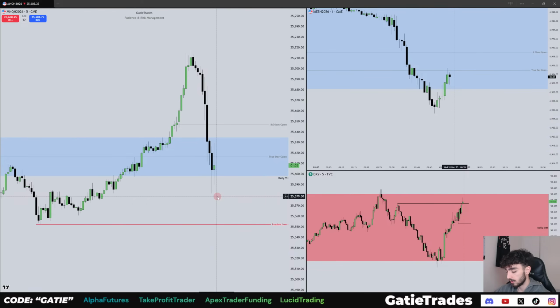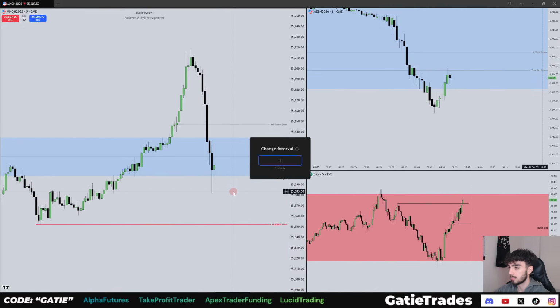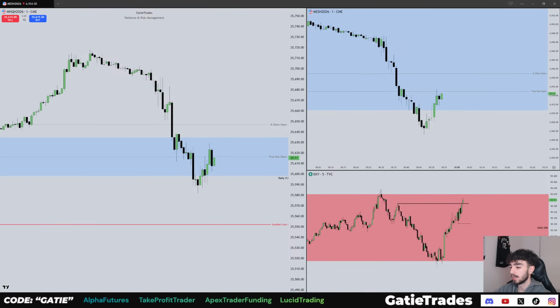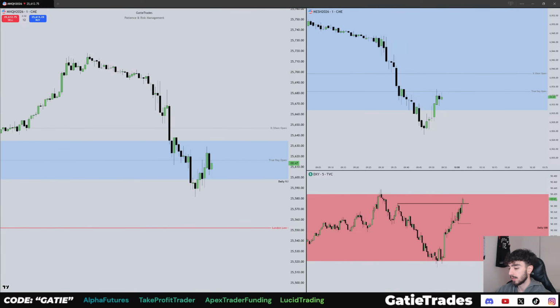I just have to wait for a good model. If we can just pull a little bit higher, get something like this, I'll try that short inside the macro. We'll risk 500 again. That gap is already filled. That's okay.